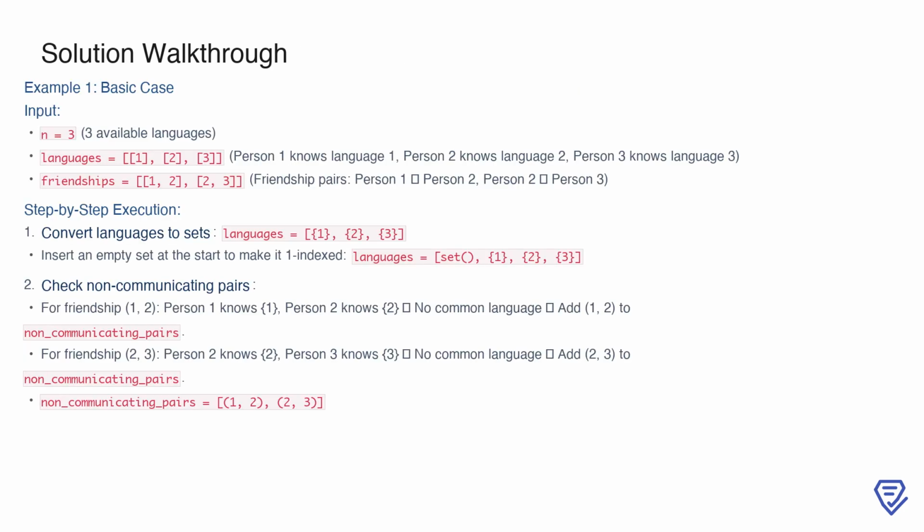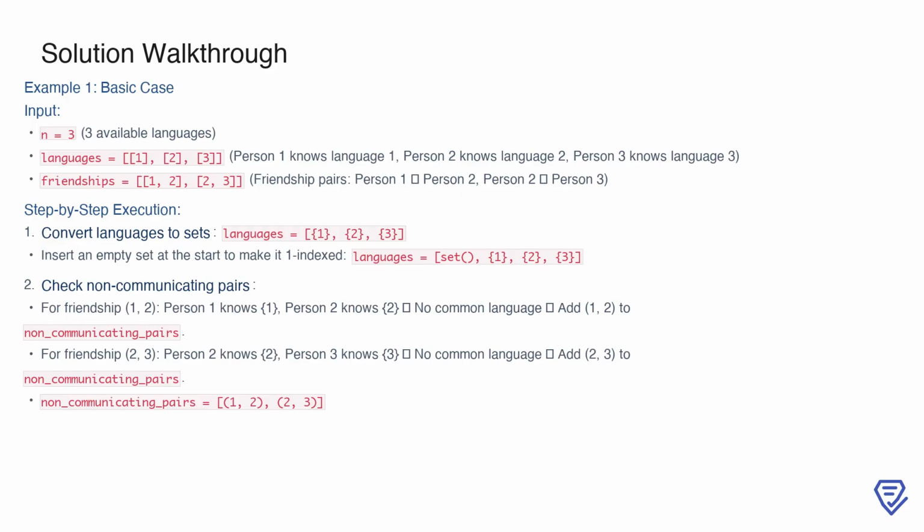In this example, we are given 3 languages and 3 people, each knowing only one unique language. The friendships are defined as pairs, where person 1 is friends with person 2, and person 2 is friends with person 3. To start, we convert the list of languages into sets for easier manipulation. Since indexing in the problem begins at 1, we insert an empty set at the start to make the list 1-indexed.